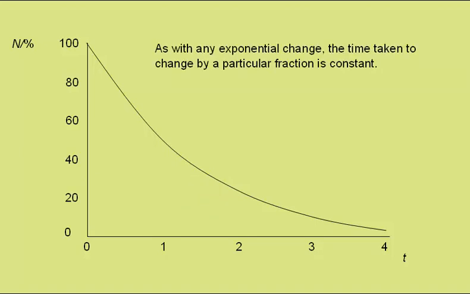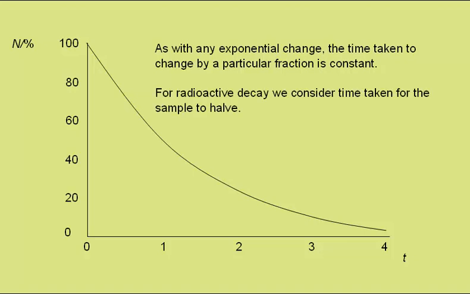So we find that, as with any exponential change, the time taken to change by a particular fraction is a constant. For radioactive decay, we consider the time taken for the sample to halve. We call this time the half-life of the sample. At the half-life, the number of nuclei remaining is equal to half the original number of nuclei. So we can write that n is equal to n naught over 2. Or rearranging, we get n over n naught is equal to a half.